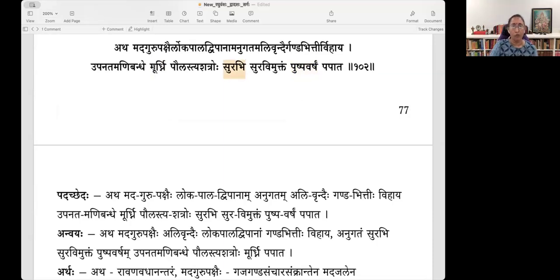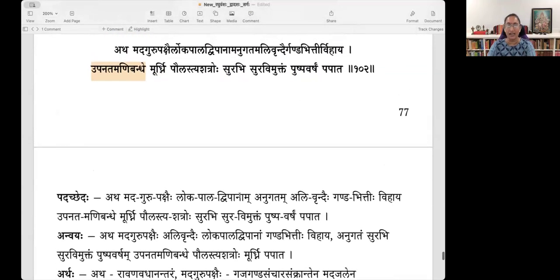Surabhi. Murdhni has an adjective here, upanata manibandhe. Upanata, that which is going to take place, upanatam or asannam. Manibandha is the placing of a crown. If you see in the temple, they have this angavastram kind of thing that they tie on the head like a crown, right? So for doing honor. So this manibandham is that sort of an honor. The head which was going to get that kind of an honor, tadrishe shirasi, paulastya shatroho shirasi, ramasya shirasi, the shower of flowers poured down.